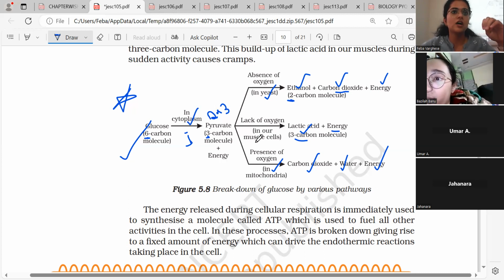They'll ask you, why are we not able to continuously perform a strenuous activity using our muscles? It's because lactic acid gets accumulated and it's going to interfere with the activity, muscle contraction. That's what you're supposed to write. Okay. So this flow chart is really important.